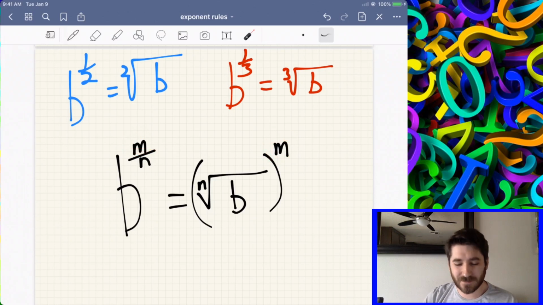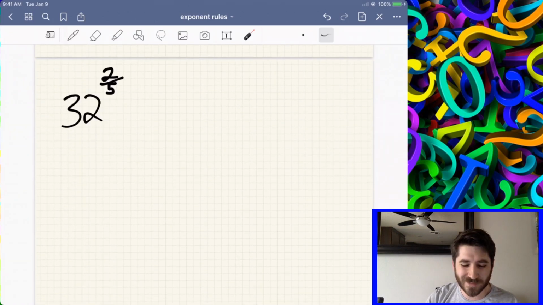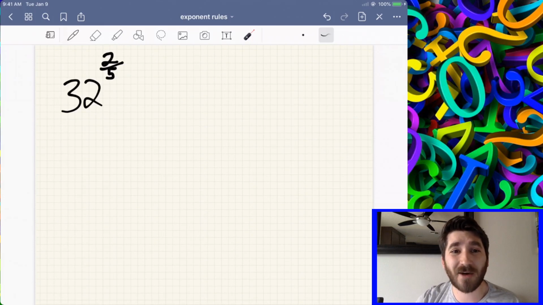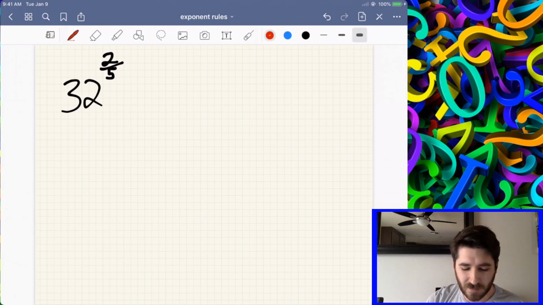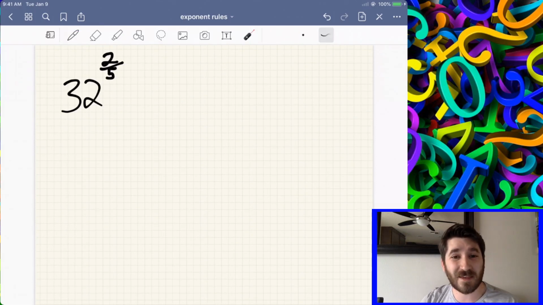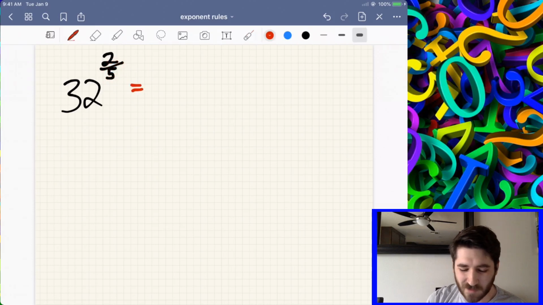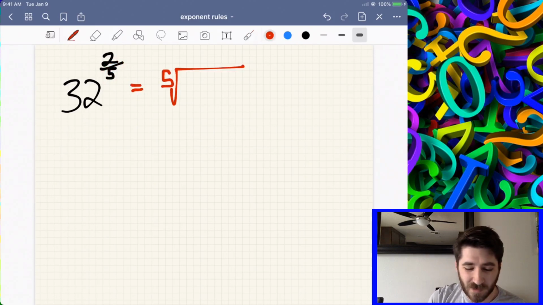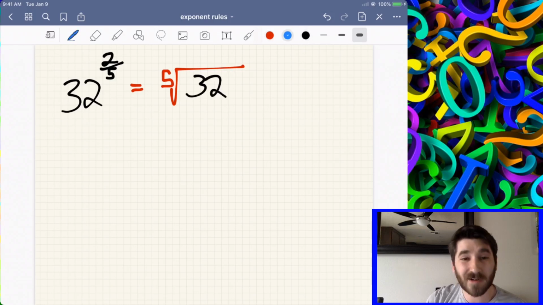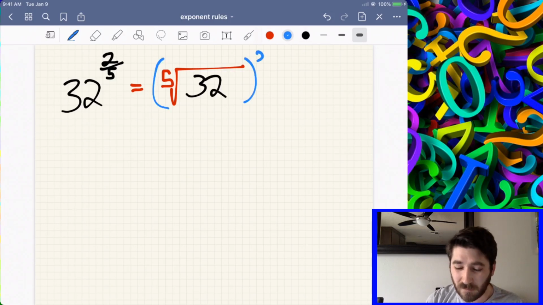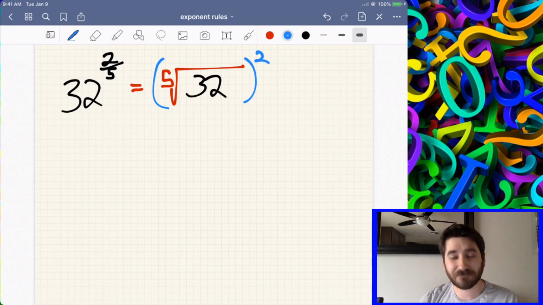Let's see this in practice. Let's go back to that first example, 32 to the power of 2/5. And let's use the fact that that numerator and denominator represent different things. Let's start with the denominator of 5. That means we're going to find the 5th root of our base, 32. And our numerator of the exponent is a 2. That's going to just be a regular exponent like we've seen. So let's simplify this problem.